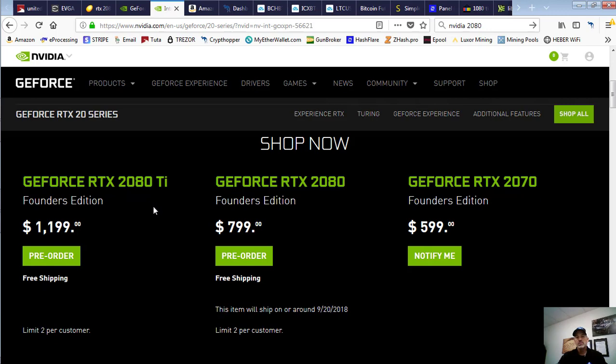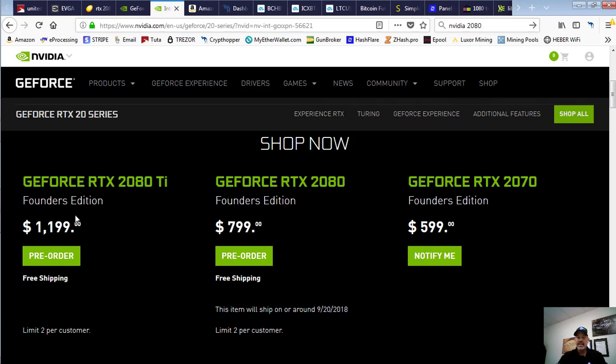And what I wanted to do is jump on here and go over these new cards in regards to digital currencies and mining those currencies. So that's what we do. That's how we would use these cards. We would use these GPU cards for mining digital currencies.